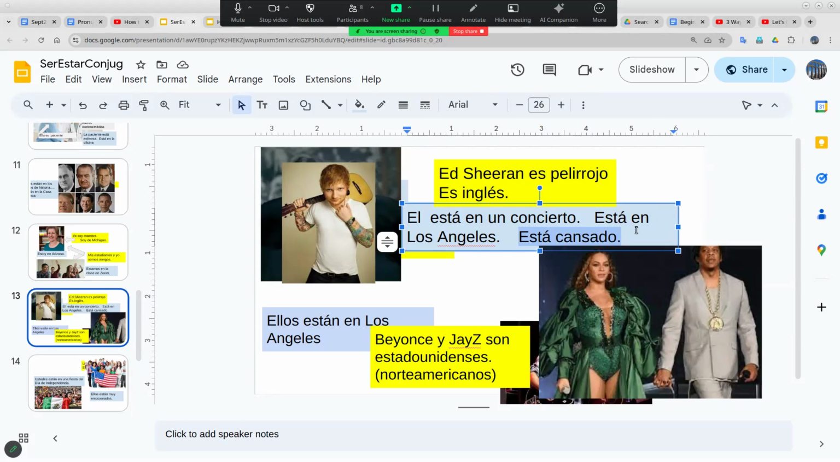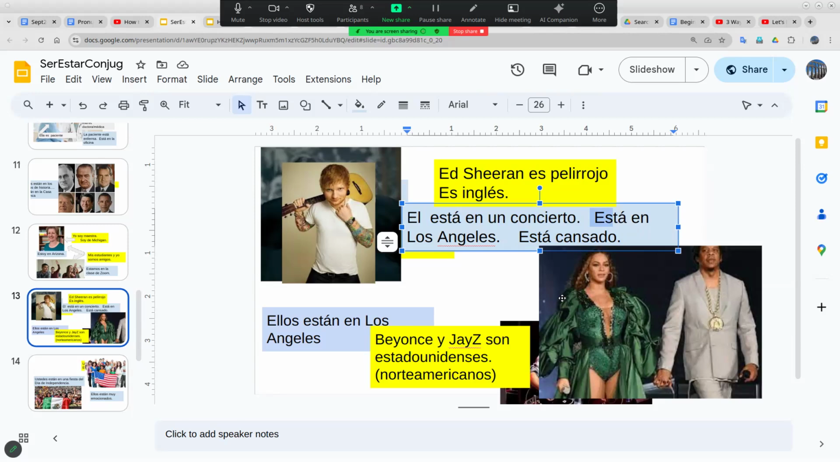Está cansado. He's tired. Está cansado. You only have to use el one time at the beginning, at the first sentence, not for all the other ones. Excelente. Often you'll hear an el, but if I'm continuing to say other things about that same person, they'll drop the el. You already know. I don't need to say it again.